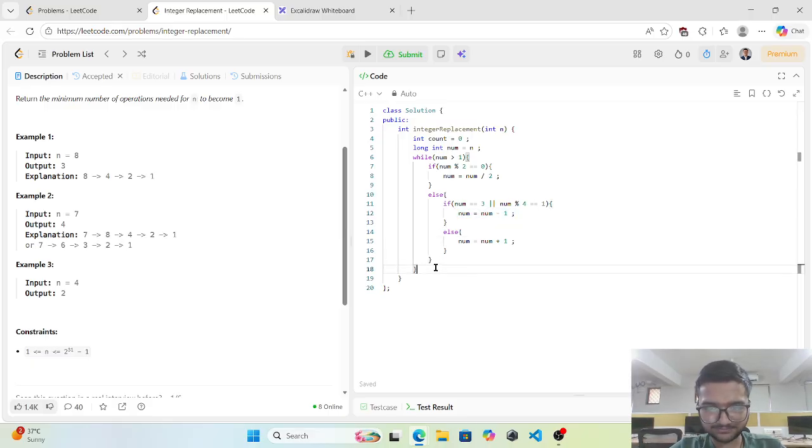And last, after the if-else condition, we do count plus plus so that all steps are counted. And last we return count.